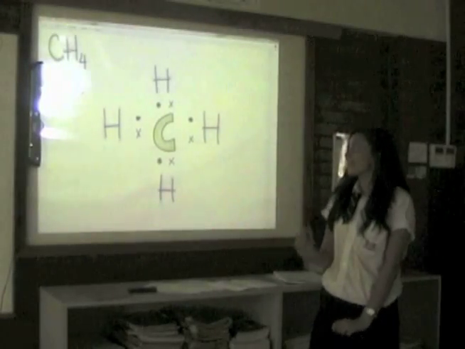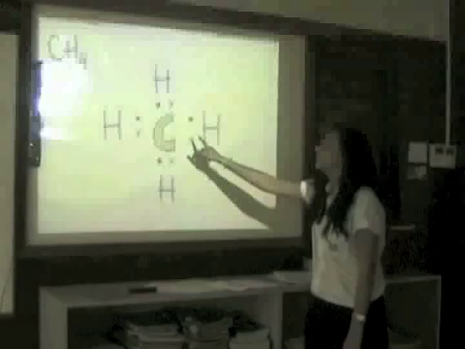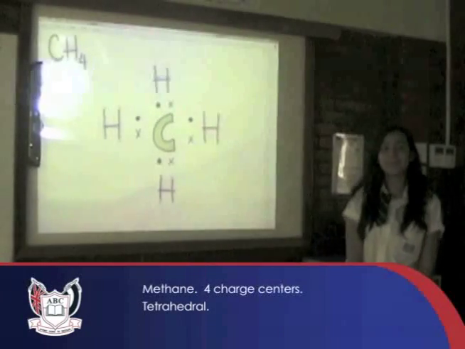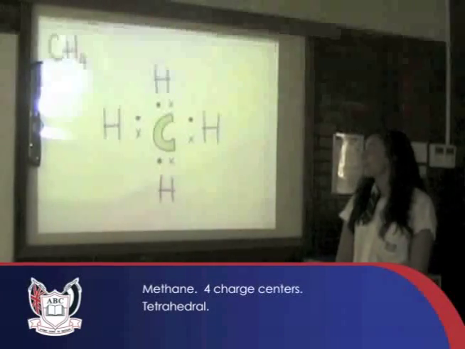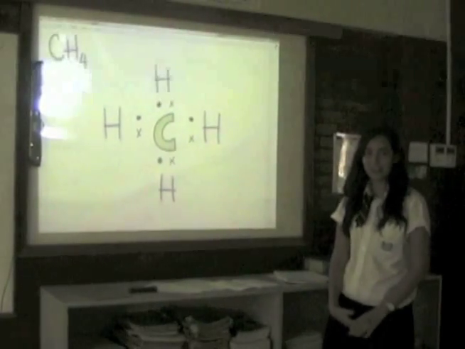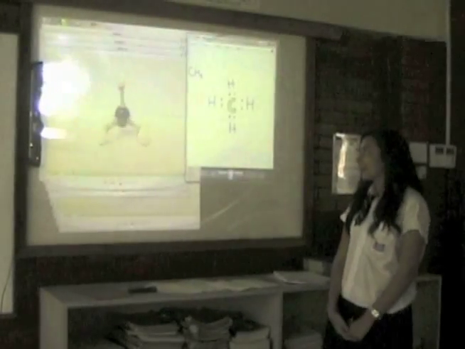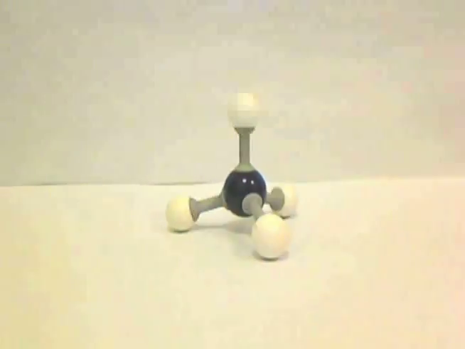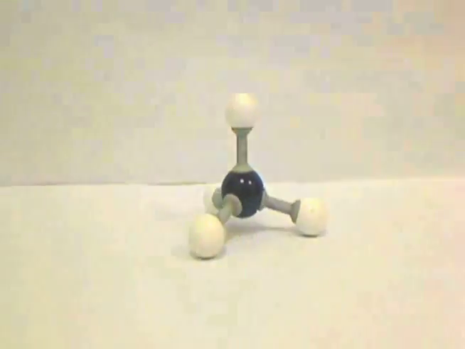This molecule is methane. It has 4 charge centers and it has no lone pairs. The shape of the charge centers is tetrahedral and the shape of the molecule is tetrahedral. The bond angles are 109.5 and the hybridization is sp3.